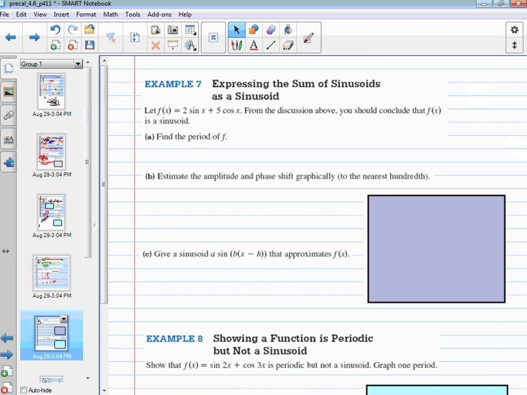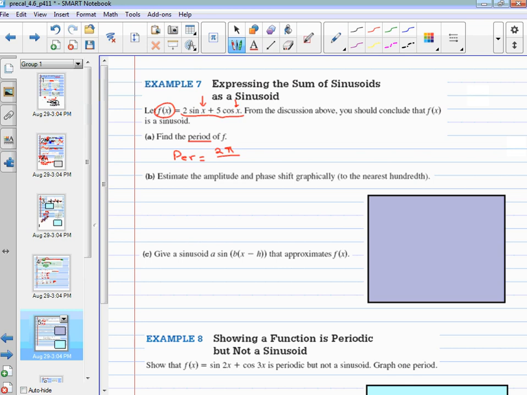Express the sum of sinusoids as a sinusoid. So looking right here, we have a sum of a sine function and a cosine function, but their b values are both the same, and so it should be just a sinusoid when I add these together. So first they ask us, what is the period of this function f right over here? What's the formula to find period? 2 pi over absolute value of b.